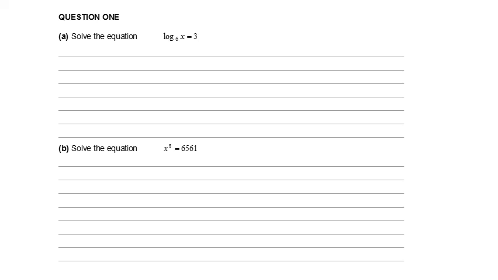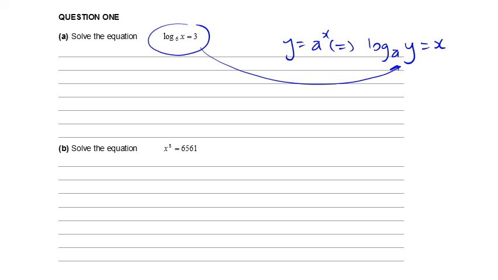Solving the first one. Now your formula sheet will tell you y equals a to the power of x, and therefore the log of base a y equals x. So this question looks like that. A is 6, x is y, and 3 is, so it's going to be 6 to the power of 3 equals x. So therefore it's 216.